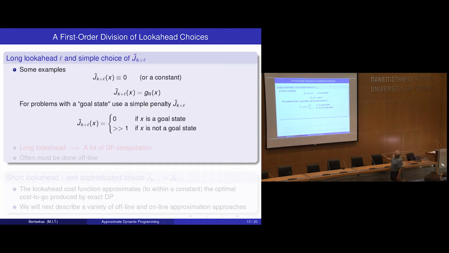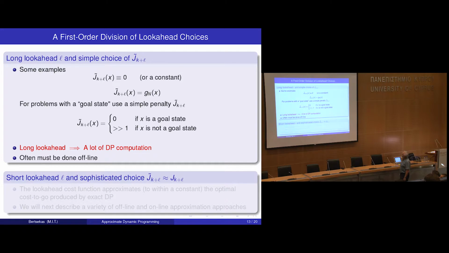So with a simple choice of J tilde, generally we expect to use long look ahead. However, this involves a lot of dynamic programming computation, because dynamic programming problems, even with a moderate number of stages, can be difficult to solve. And often this means that we have to do things offline, perhaps using parallel computation and so on.